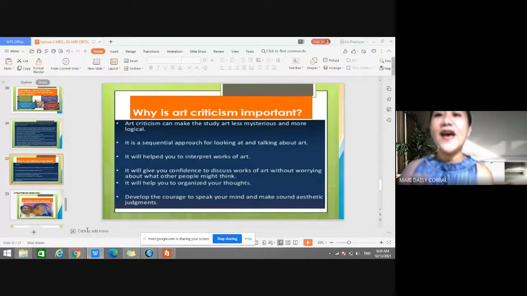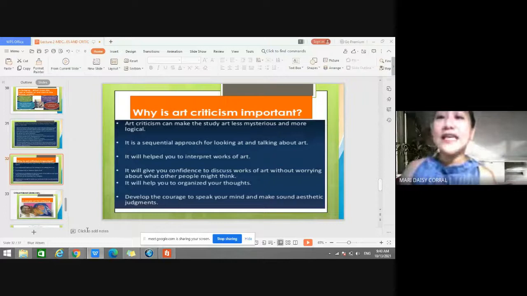It says here, art criticism can make the study of art less mysterious and more logical. That means it could be absorbed by the brain immediately if it's more logical. If it's mysterious, then it's a little bit confusing or distorting and it doesn't relax the mind. But when you try to critique that particular art and you come up with a judgment, then the art becomes more logical when we try to perceive it, and that will be helpful for everyone.